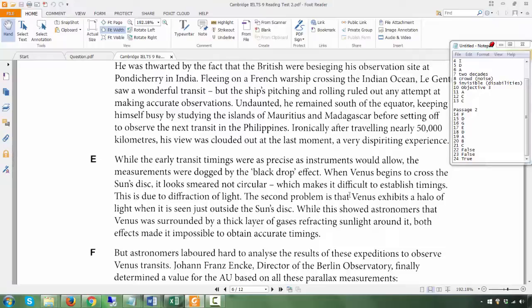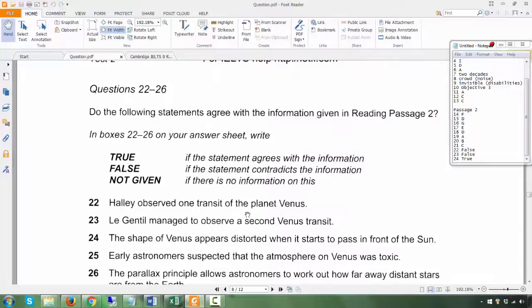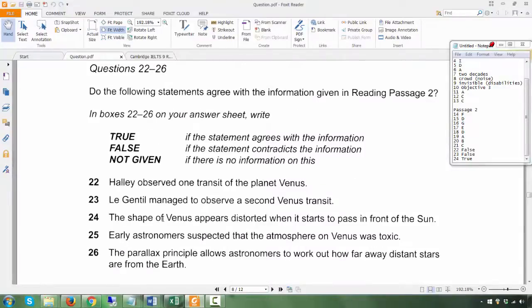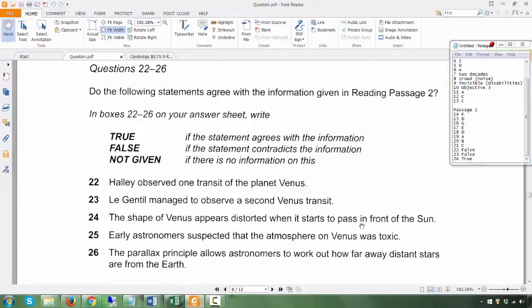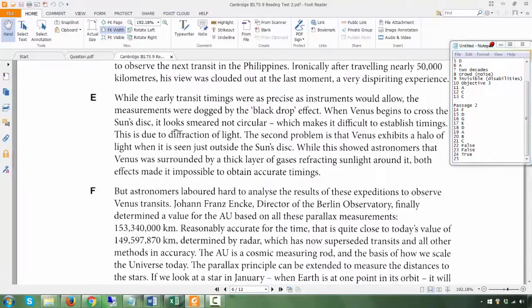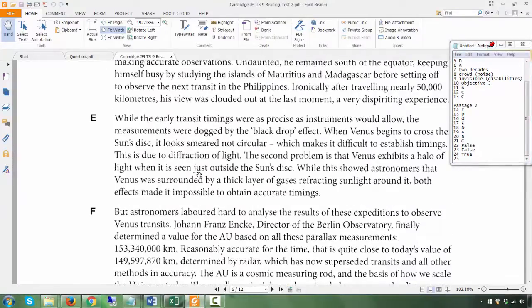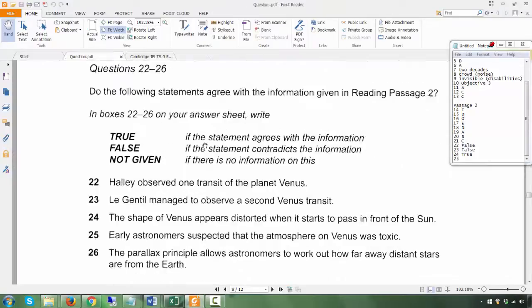Venus exhibits a halo of light when it's seen just outside the sun's disk. So the point here is the shape. It looks smeared, not circular, which makes it difficult to establish timings. So the shape of Venus appears distorted when it starts to pass in front of the sun. Okay, so 24 is true, and then 25 and 26, if it's in order, we're just going to expect these to be probably F and G in the answers. Of course, unless it's not given.